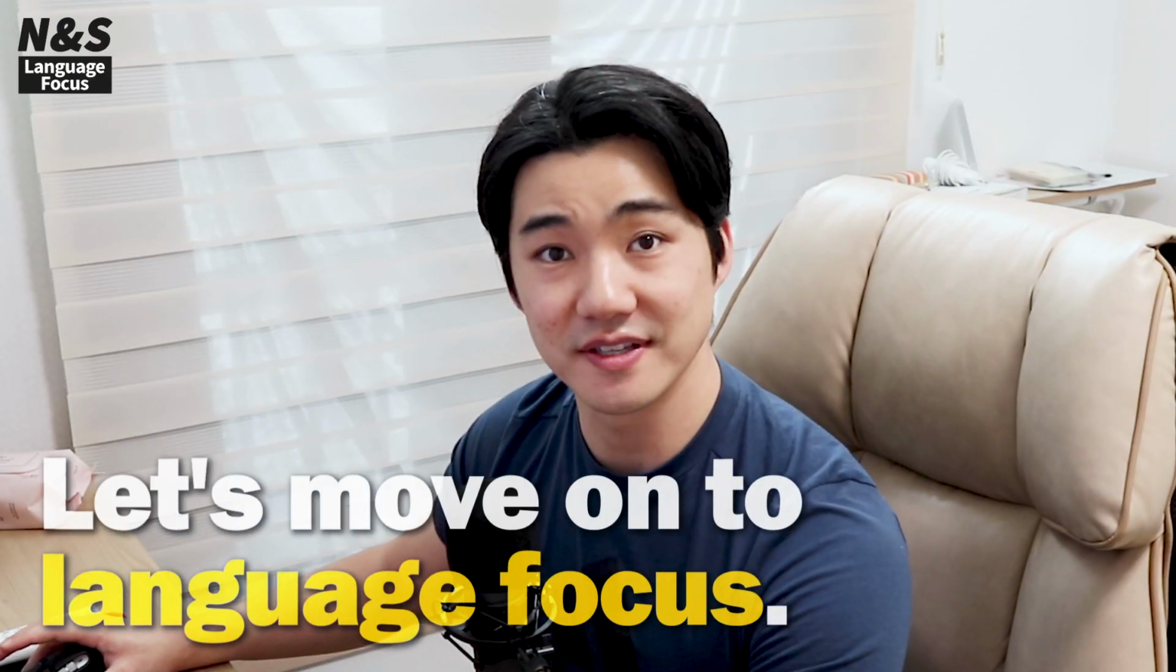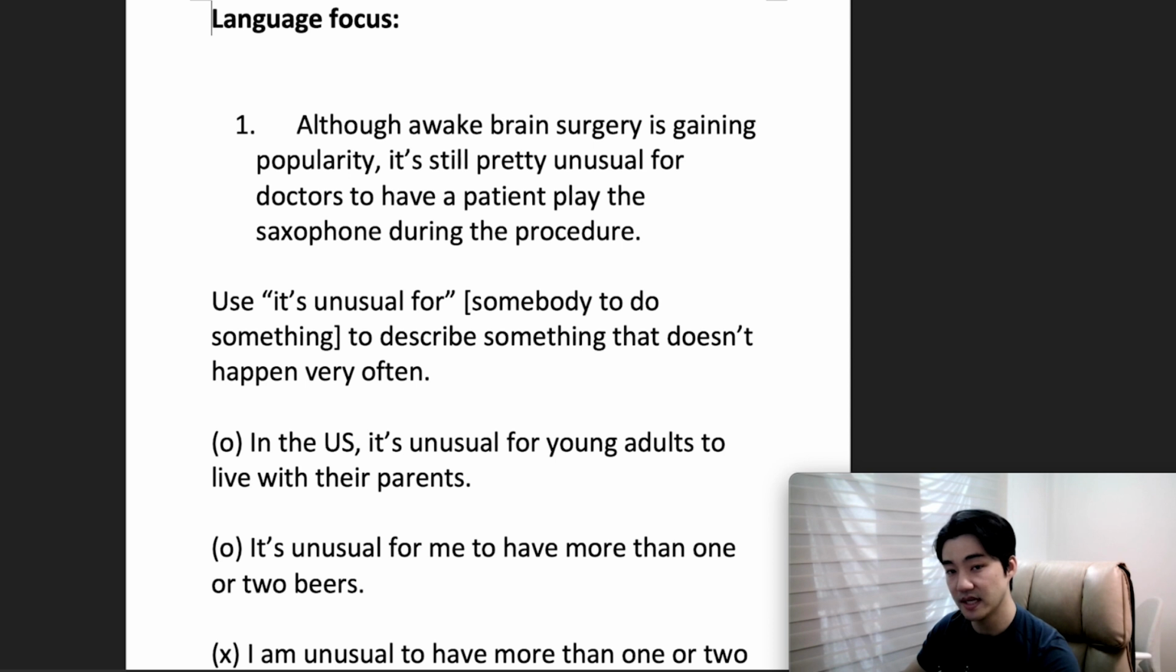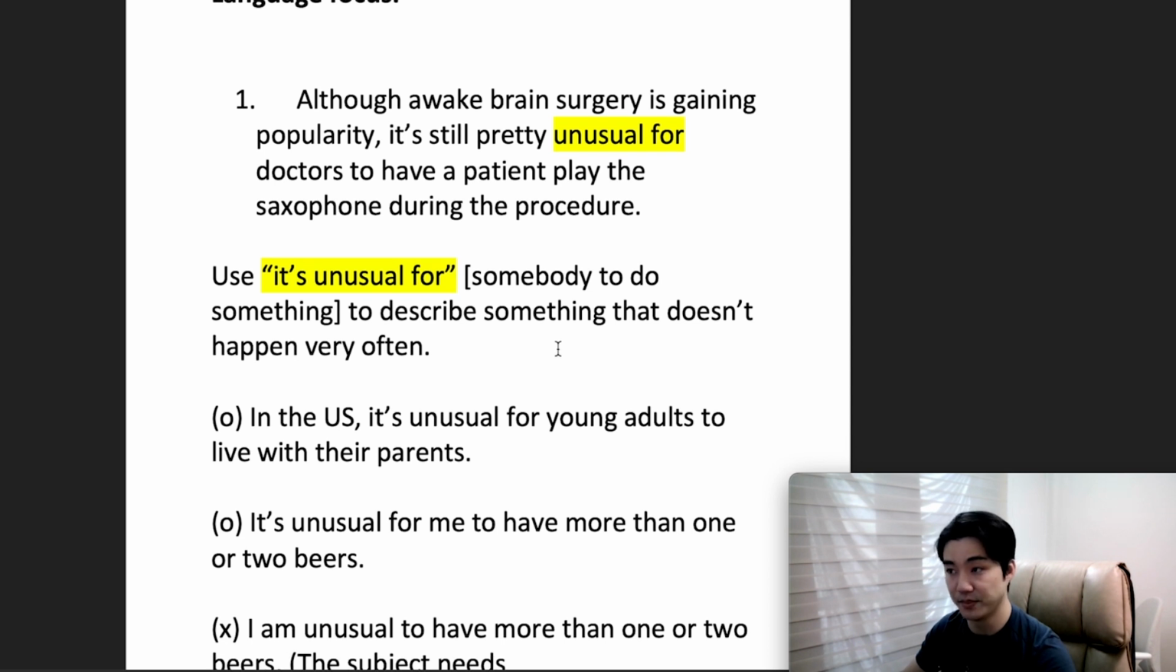Let's move on to language focus. Although awake, brain surgery is gaining popularity. It's still pretty unusual for doctors to have a patient play the saxophone during the procedure. So we're concentrating on it's unusual. Alright? It's unusual. Use it's unusual for somebody to do something to describe something that doesn't happen very often. Okay, so it's unusual to do something, for someone to do something.